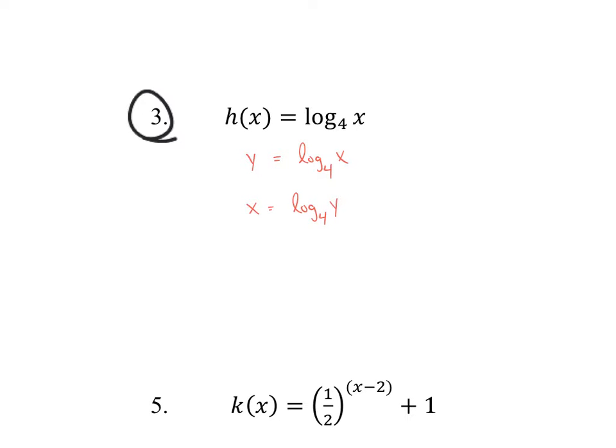Now I have to solve for y. So remember, just like how we can take an exponential and turn it into a logarithm, we can do the same thing with a logarithm. I'm just going to take that base, swing it over here, and now we have 4 to the x power on that side. The log disappears, and now I'm left with y. But remember, in our final answer, we don't want to call it y. We want to call it h inverse of x.